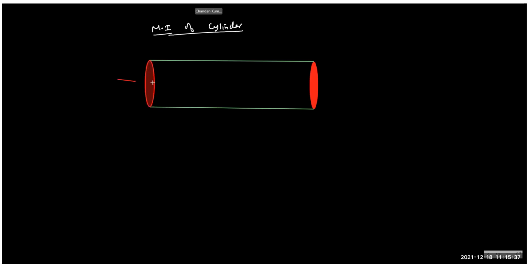So earlier we were finding the moment of inertia about this axis. We can remove this central axis like this. But the question has changed. So this cylinder has radius r and length L. It's a solid cylinder.